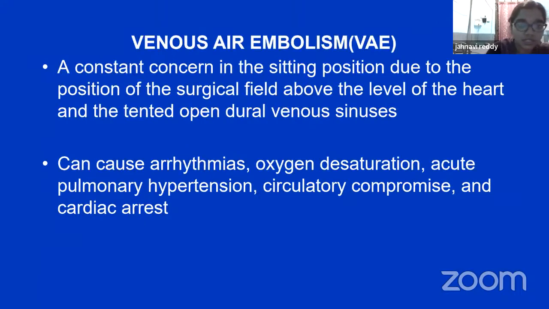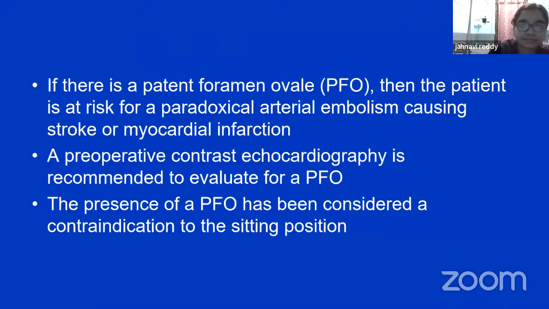Next complication is venous air embolism. A constant concern in sitting position is venous air embolism. In this position, the surgical field is above the level of the heart and the dural venous sinuses are tented open, so it might lead to venous air embolism and constant vigilance is required. Venous air embolism will cause arrhythmias, oxygen desaturation, acute pulmonary hypertension, circulatory compromise, and even cardiac arrest. If the patient has a patent foramen ovale, the patient is at risk for paradoxical arterial embolism, causing stroke or myocardial infarction.